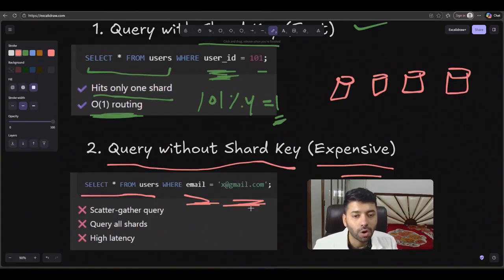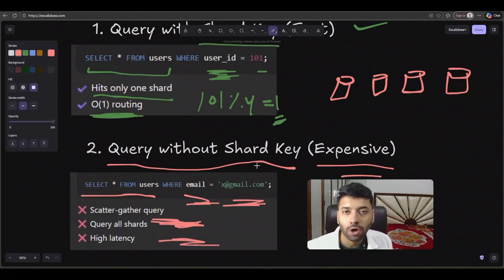But when you have not included the shard key here, then first of all it's difficult to identify which shard to go to. So it may result in you having to query all the shards. It depends on what strategy you are using, but the worst case would be that you have to go to each of the shards and try to find out whether you find your data there or not. So there can be high latency in this case. So the basic thing to remember when we talk about sharded systems: queries without the shard key are quite expensive.